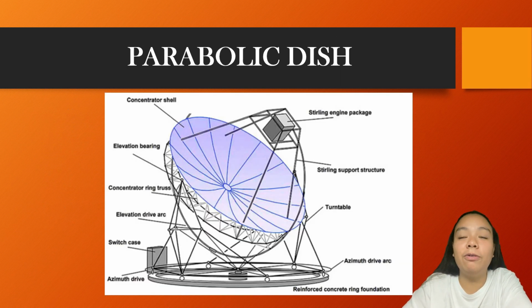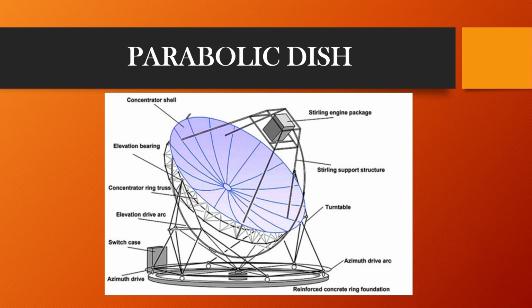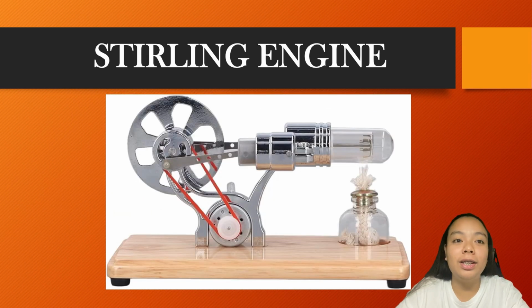Here is a diagram of a parabolic dish. Concentrator shell, elevation bearing, concentrator ring truss, elevation drive arc, switch case, azimuth drive, Stirling engine package, Stirling support structure, turntable, azimuth drive arc, and reinforced concrete rim foundation. The next one is an example of a Stirling engine.